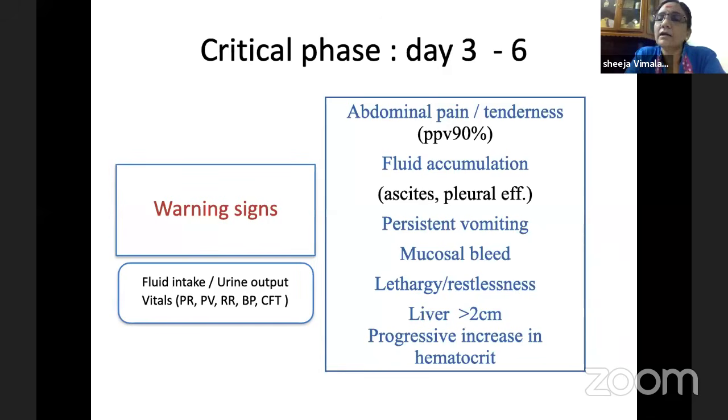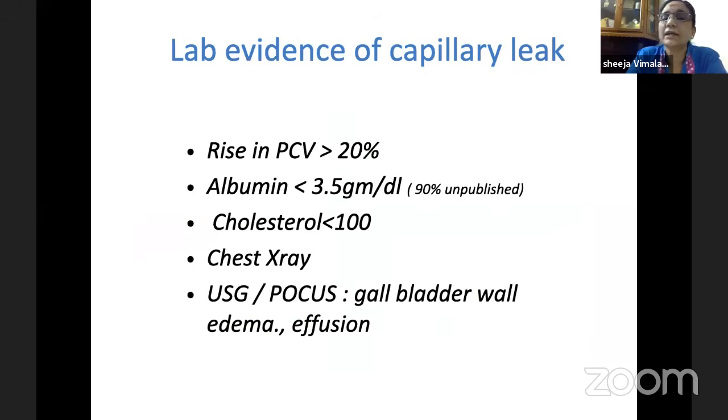Now if a child with a warning sign comes, that definitely means you have to admit the child and closely observe. But a child with thrombocytopenia also needs to be admitted and observed. So how do you know? Post-admission, you really need to confirm that you are dealing with a child with dengue hemorrhagic fever. How do you confirm that the child is having a capillary leak? You can look at the PCV, if you have a baseline PCV, if it is increased by 20%. If you find that the albumin is less than 3.5, if your cholesterol is less than 100, if your X-ray is showing a pleural effusion, or a point of care ultrasound, that is FOCUS, that is now greatly recommended.